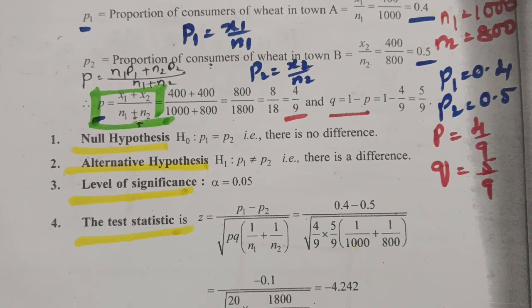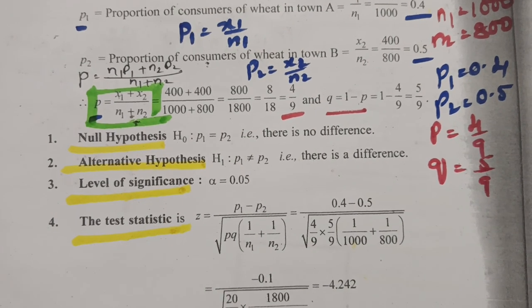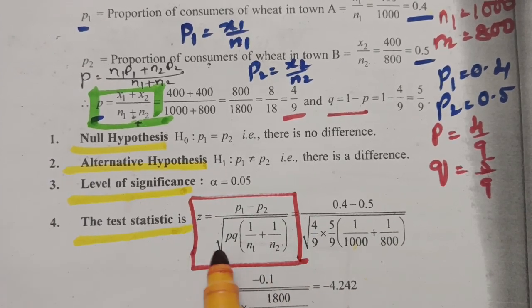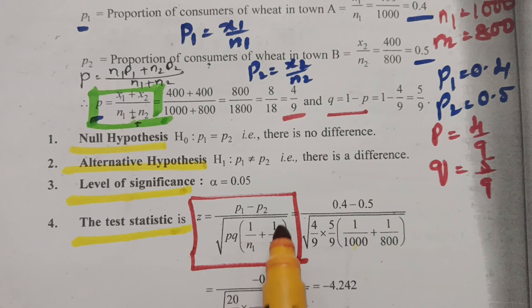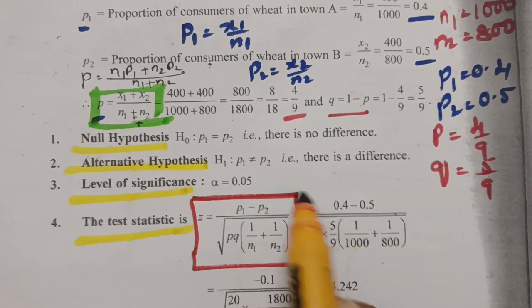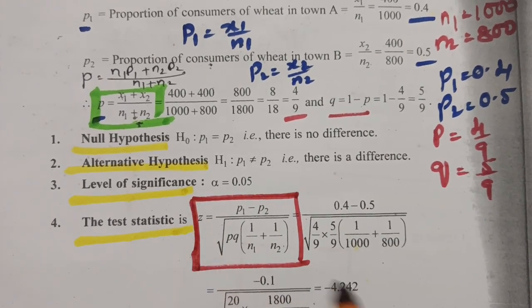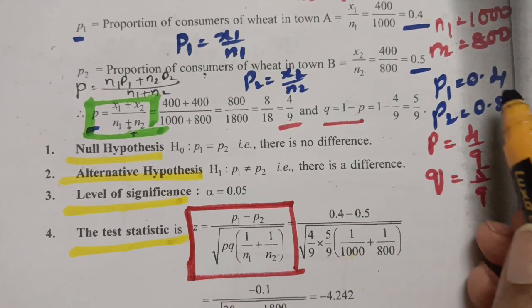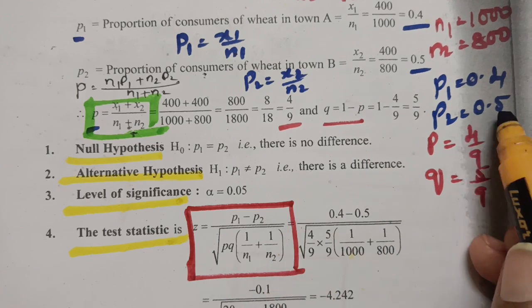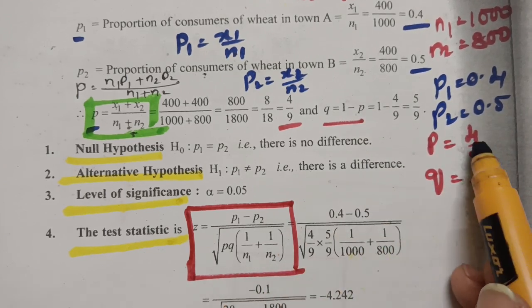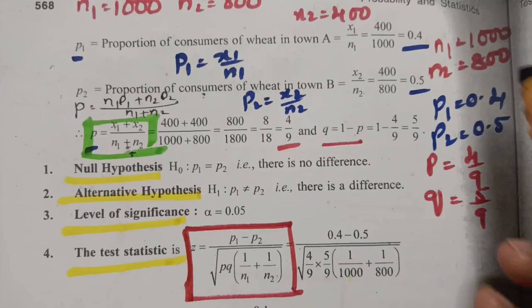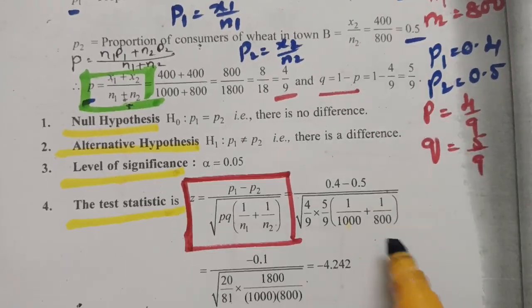Test statistic, here is the formula: Z is equal to P1 minus P2 by root over pq into 1 by n1 plus 1 by n2. So this is the formula to be remembered. So first, test statistic. All the values are very clear here. What is P1? 0.4. What is P2? 0.5, by root over pq, 4 by 9 into 5 by 9, into 1 by n1 plus 1 by n2, that is 1 by 1000 plus 1 by 800.